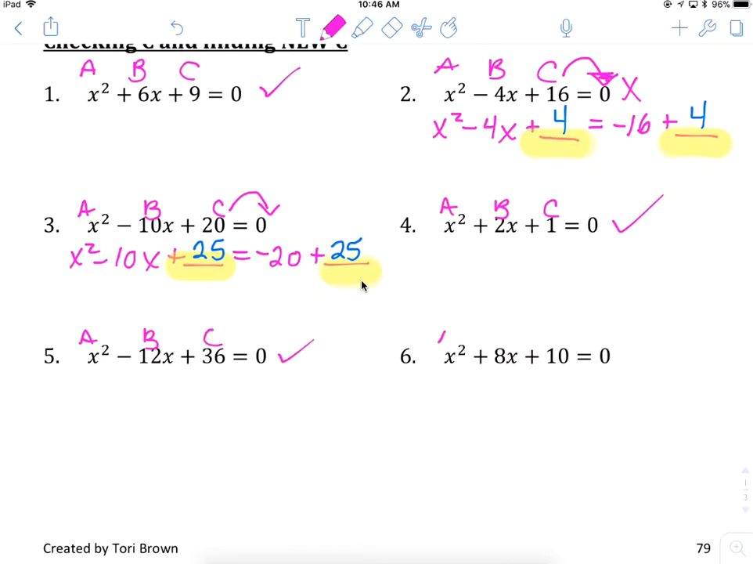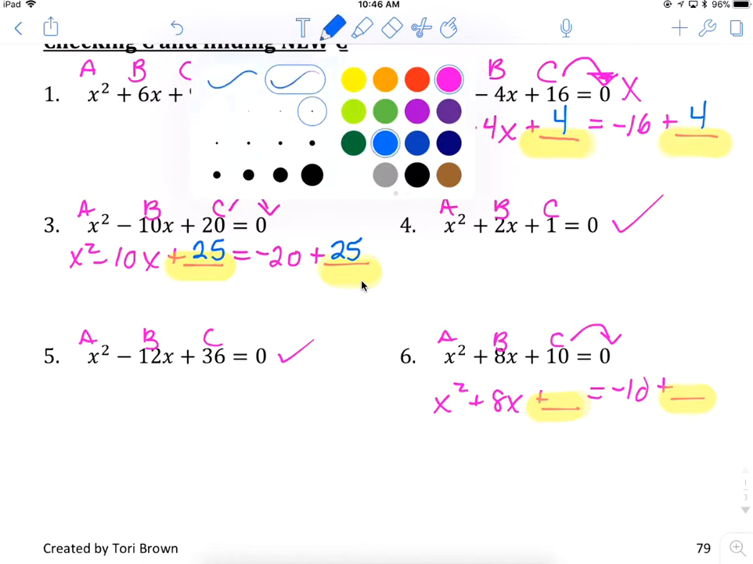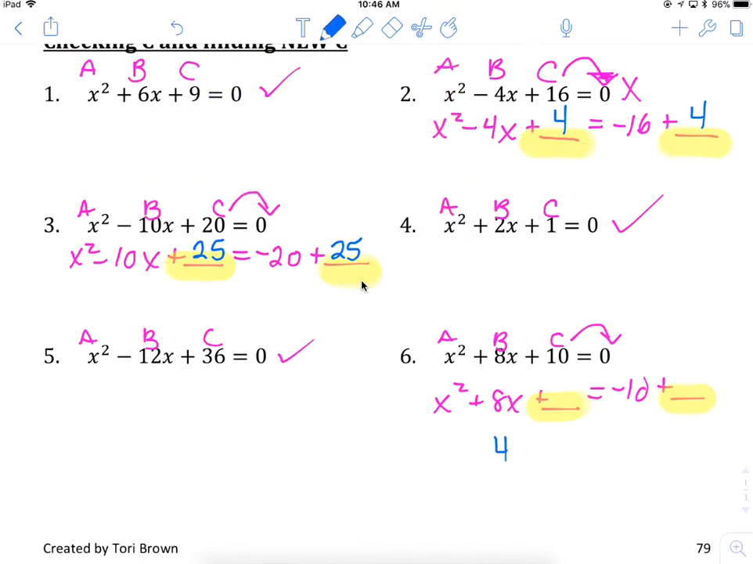Last one. Got my A, B, and C. If I cut 8 in half, I get 4. If I square that, do we get C? No. So again, I can't just get rid of that 10. I've got to move it to the other side, and we're going to put a blank in his space. So I'm moving 10 to the other side, changing it to a negative, and I'm putting that extra blank on both sides. Now, what do we wish was there? Well, half of 8 is 4. 4 squared is 16. So 16 is what I'm putting in those blanks.